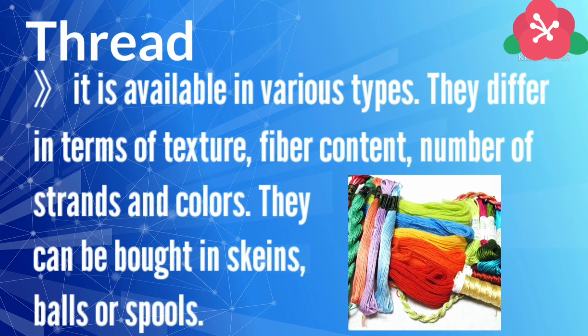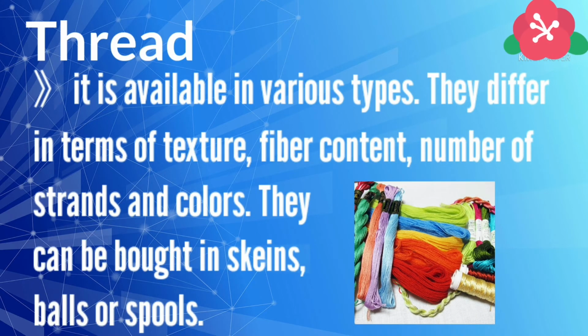The second material is the thread. It is available in various types. They differ in terms of texture, fiber content, number of strands, and color. They can be bought in skeins, balls, or spools.